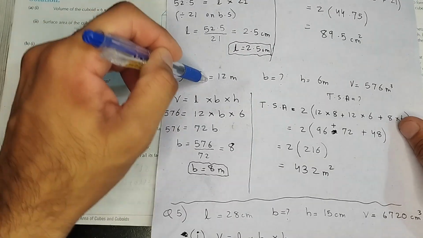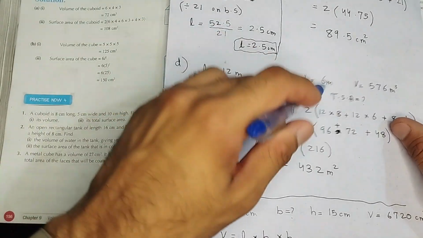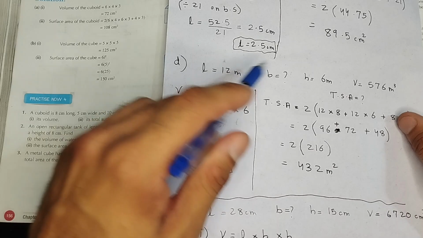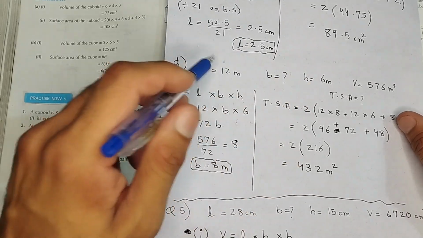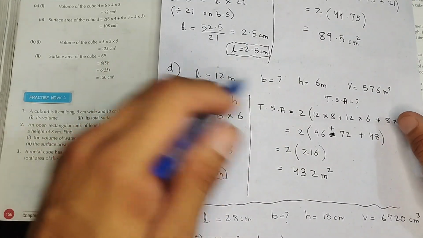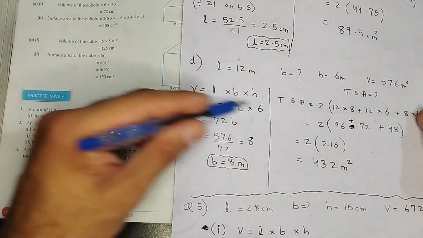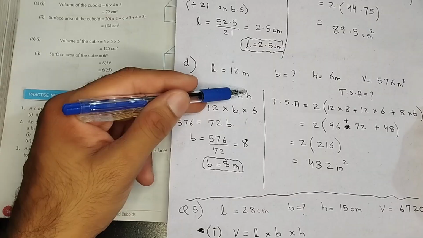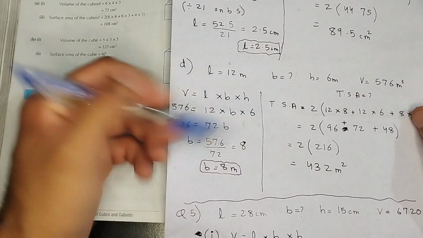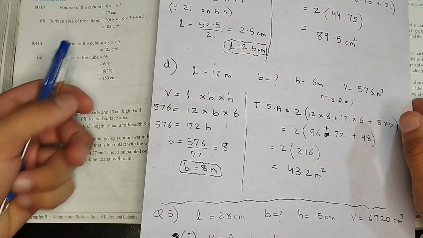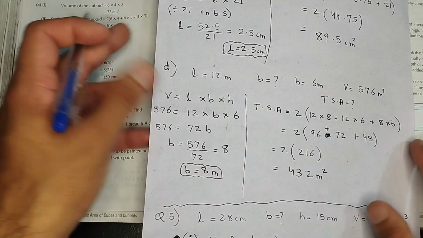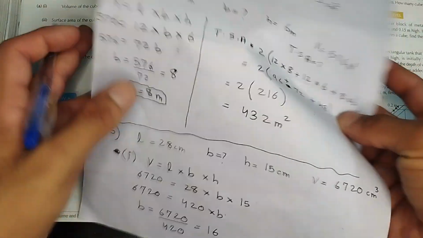Any one of them. If length and breadth are given and height is missing, if breadth and height are given and length is missing, if length and height are given and breadth is missing, all you need to use is the formula of volume. Okay, just make sure you remember the formulas. Volume is equal to length multiplied by breadth multiplied by height, and the formula of total surface area as well. You're going to remember them and you can just apply them and easily solve these questions.